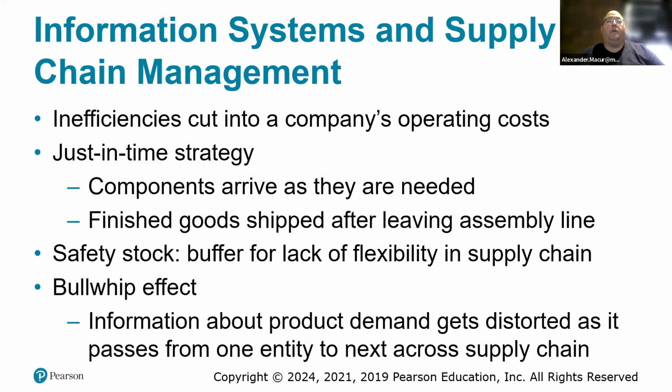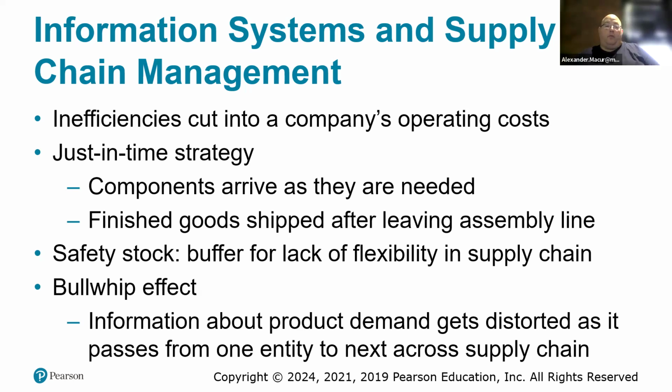So, problems we have in the supply chain. The first: inefficiencies cut into our operating costs. That's in any type of business. So we see so many moving pieces here. Companies have to decide for raw materials, do we want a safety stock, meaning we store more raw materials than we actually need for an order, or do we use a just-in-time approach where we only carry what we need for a particular order or time frame?